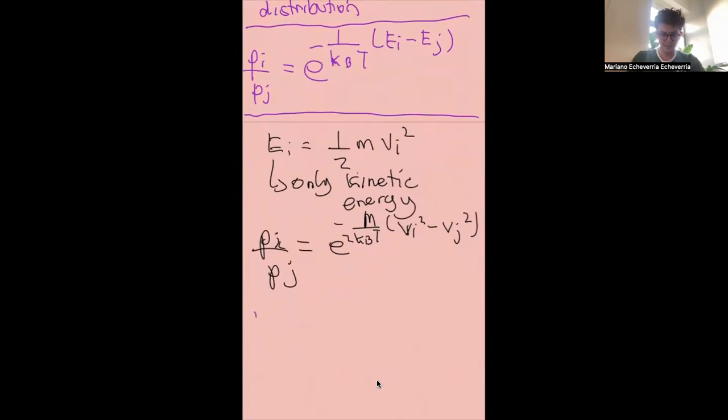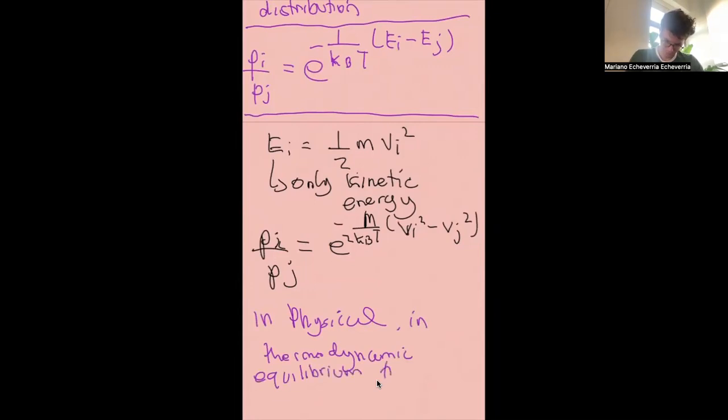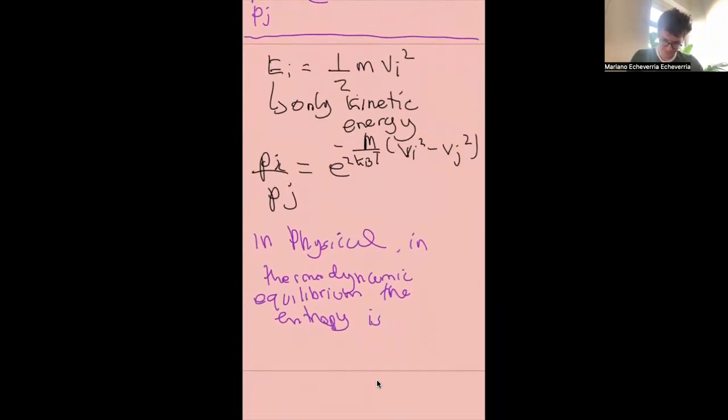That's the version of the maximum principle they use. So in physics, in thermodynamic equilibrium, the entropy is maximized.